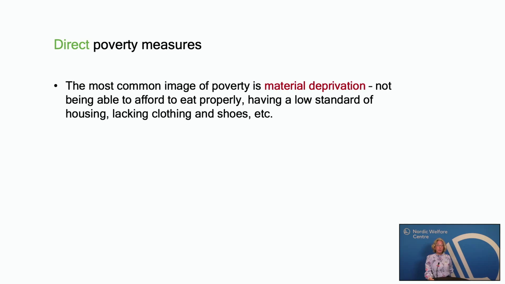So the direct poverty measures, here we need to ask people about their situation. The most common image of poverty is material deprivation, that is not being able to afford to eat properly, having a low standard of housing, for example, damp and cold, or lacking proper clothing and shoes, etc. That's what most people think about when they think about poverty.